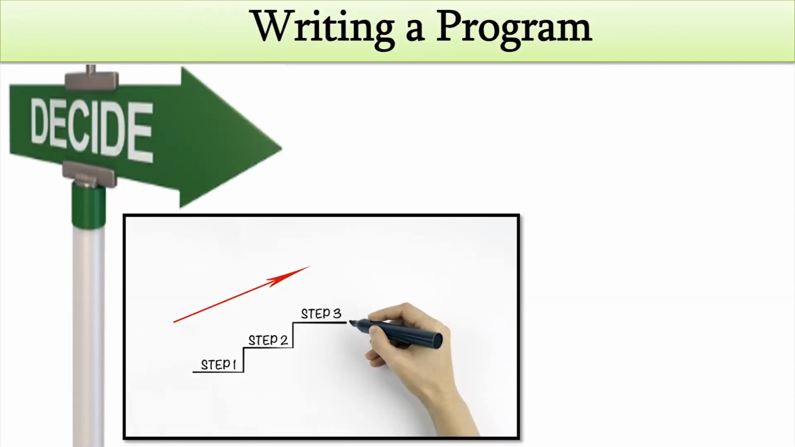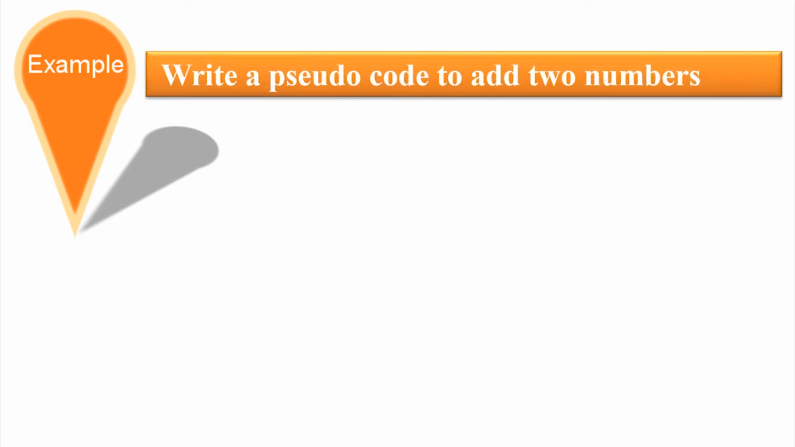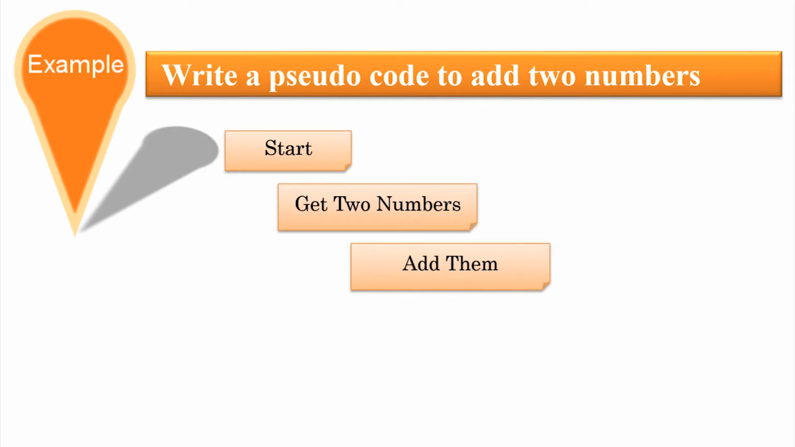So, for writing a program, first of all, decide what steps are needed to complete any task systematically and in a sequential order. For example, write a pseudocode to add two numbers. We can write this as follows: start, get two numbers, add them, print the answer, end.